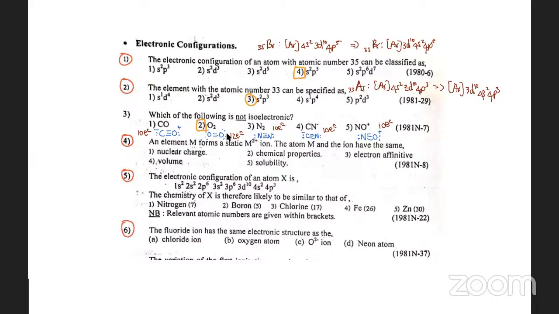An element M forms a stable M2 plus ion. The atom M and the ion have the same what?